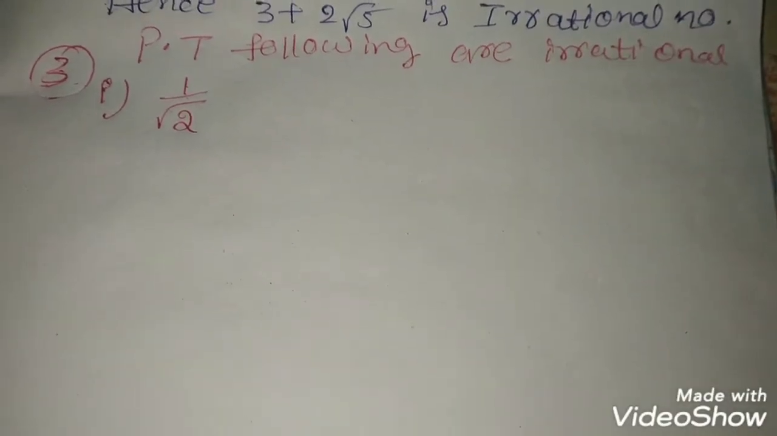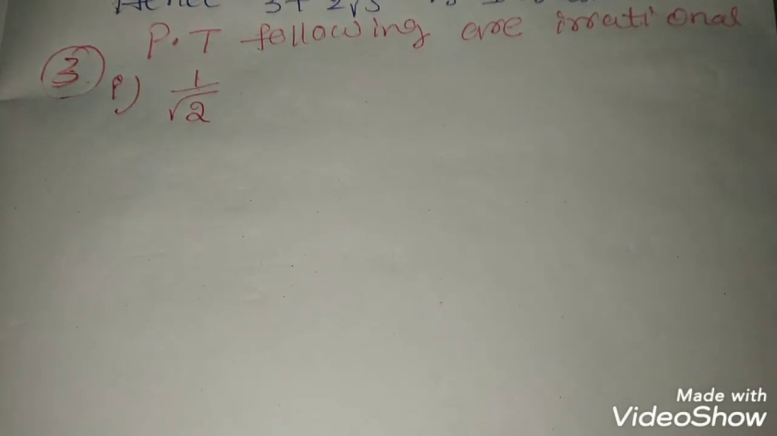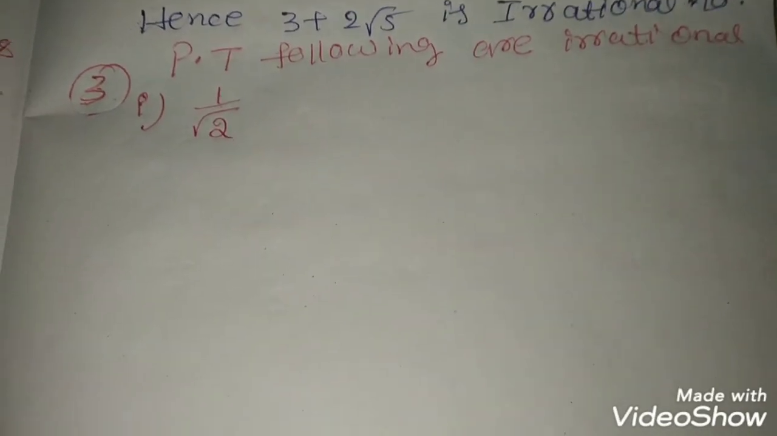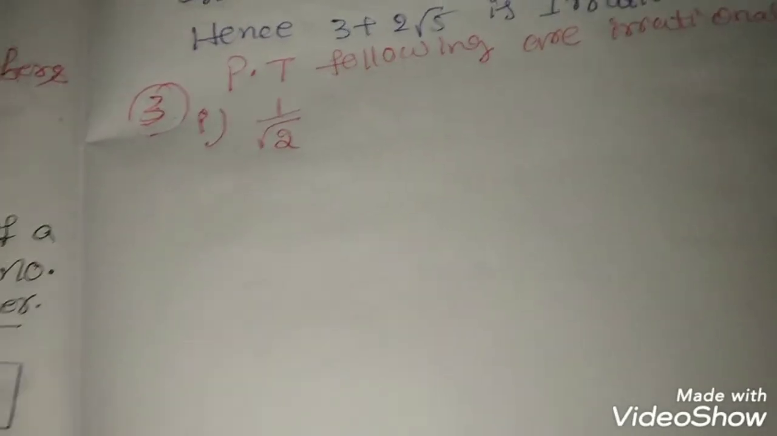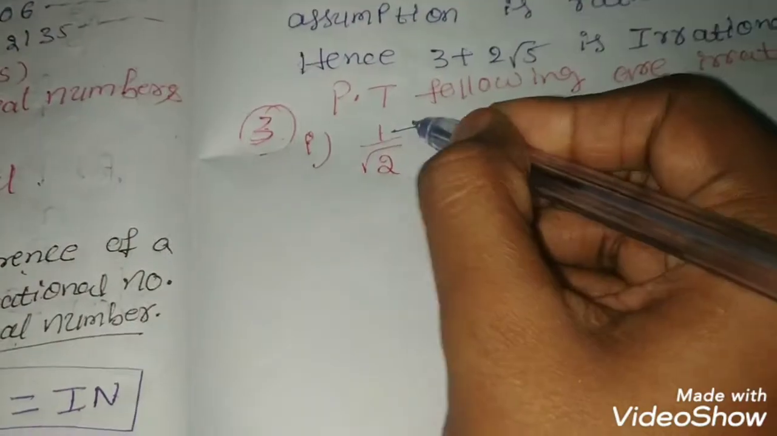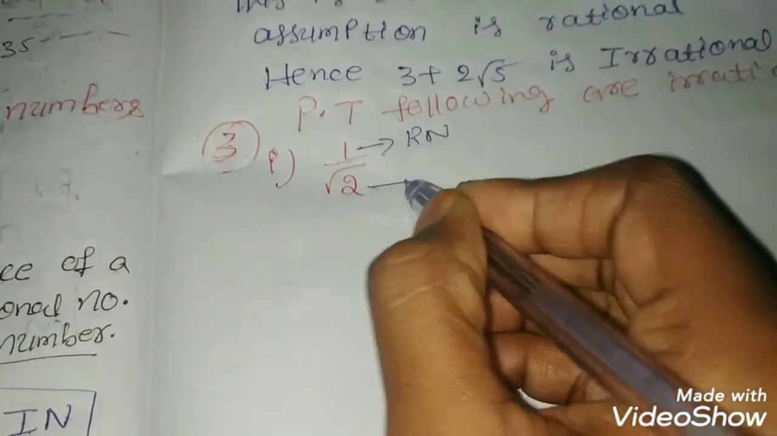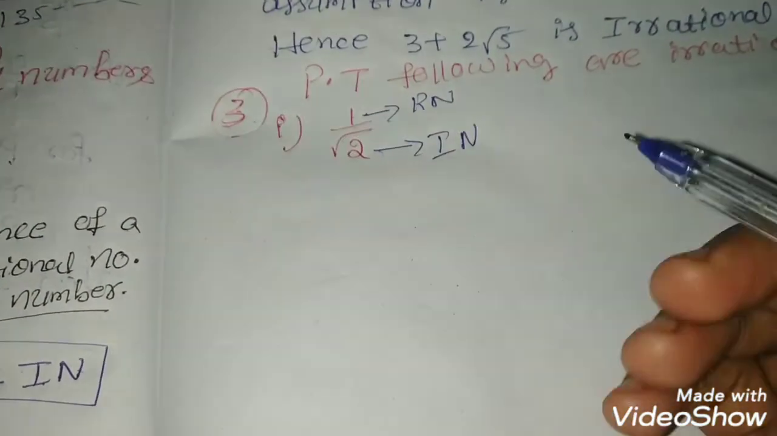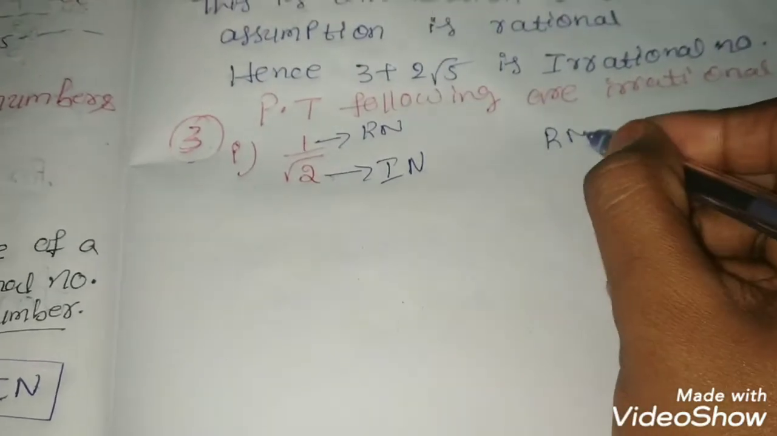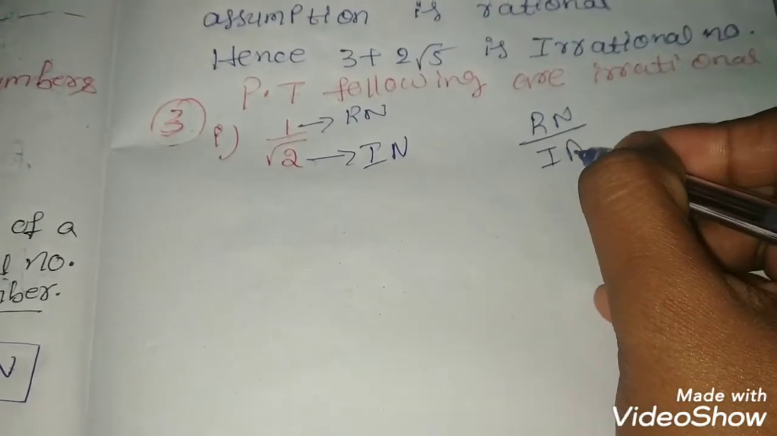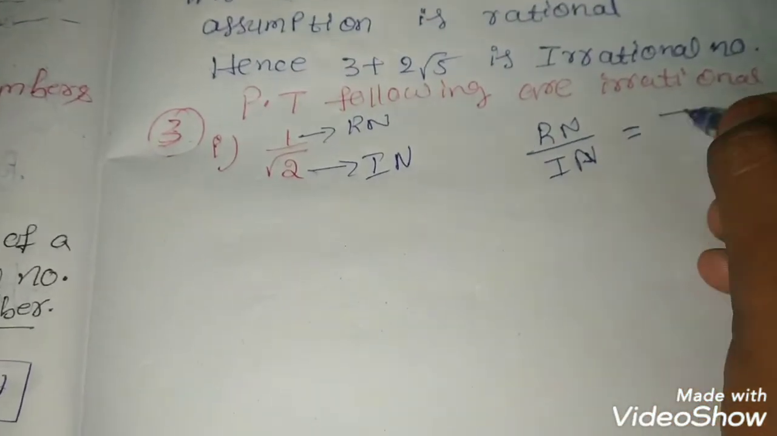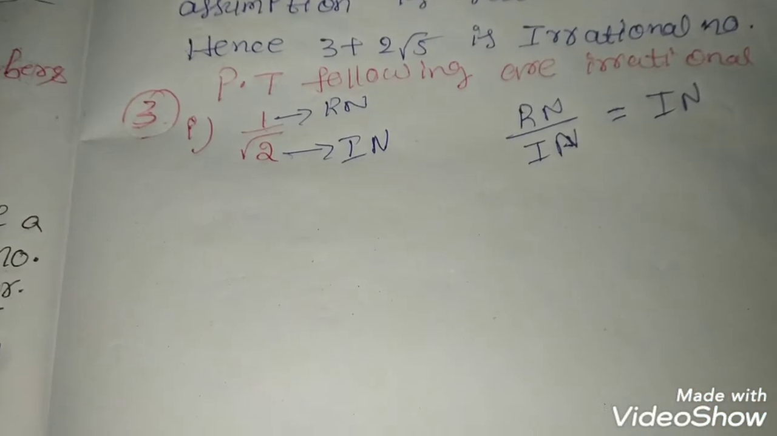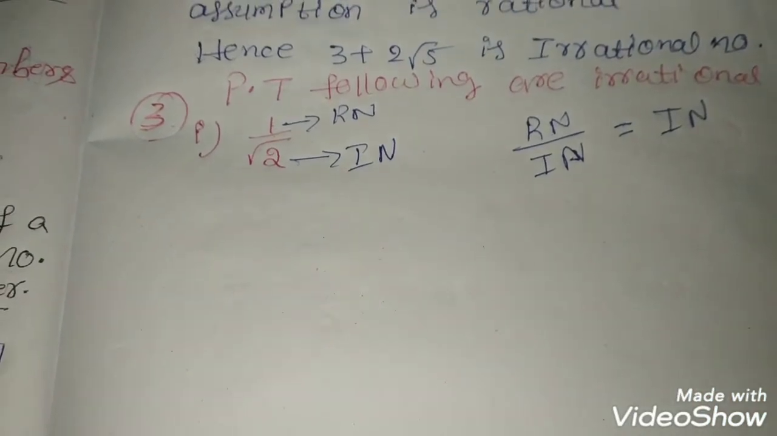See here in the next, third question, what is given? Prove that the following are irrational. The first question is 1 by root 2. Is 1 by root 2 a rational number? See here, 1 is a rational number and root 2 is an irrational number. Rational number divided by irrational number is always an irrational number itself. How can you prove?